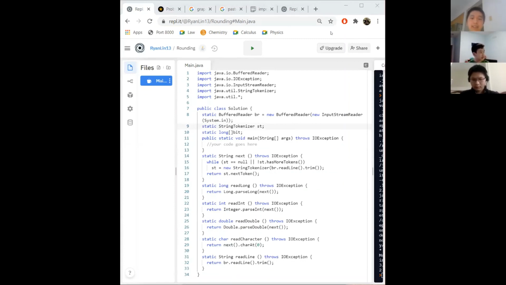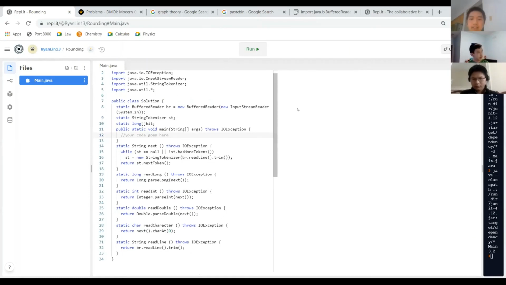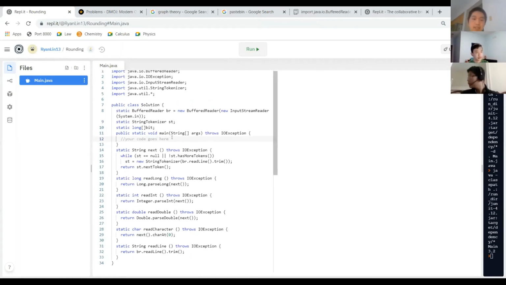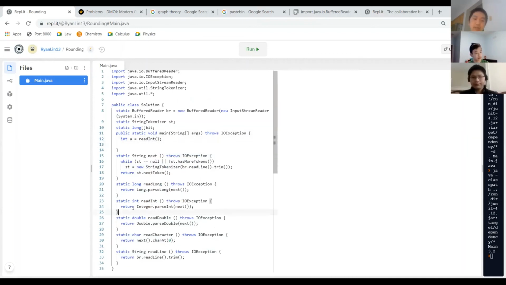So now I don't have Scanner. You're like, how do I read integers and stuff? This is so confusing. Well, fear no more. All of the methods are down here. If I want an integer, I can just do int a equals readInt. I just call that method, and readInt would just handle reading integers.